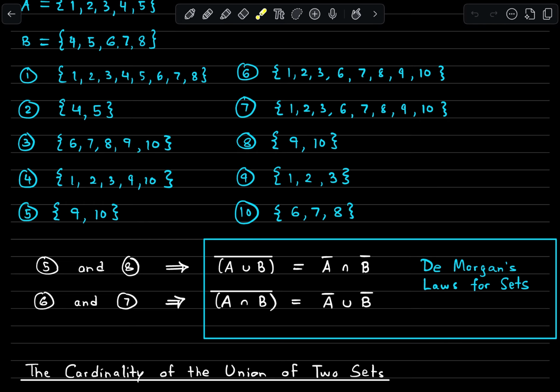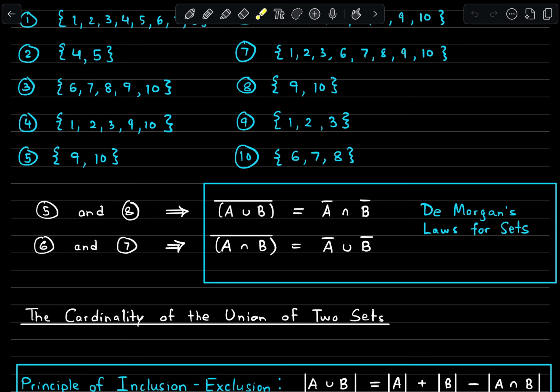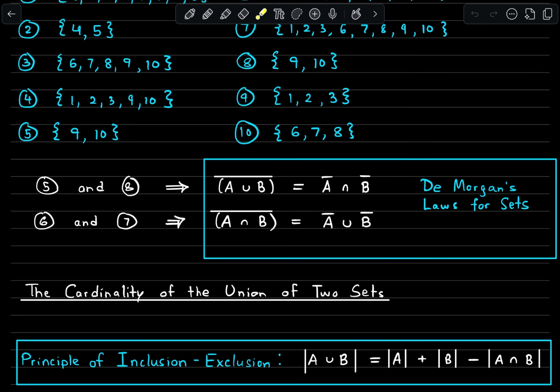All right, and finally, let's talk about the cardinality of the union of two sets. Cardinality, if you remember, refers to the size of a set. How many elements does it possess? We can use what's called the principle of inclusion exclusion to determine this cardinality, right? So for whatever reason, we don't have access to the set of A union B, or it's too large or too unwieldy to determine the cardinality of it in a straightforward way, but we do have these elements. We can put these together and figure out that cardinality of that union.